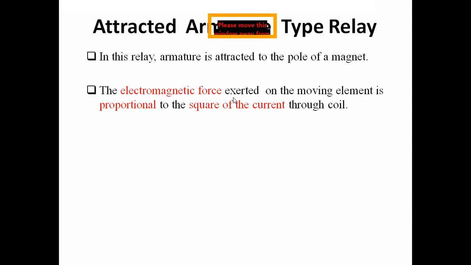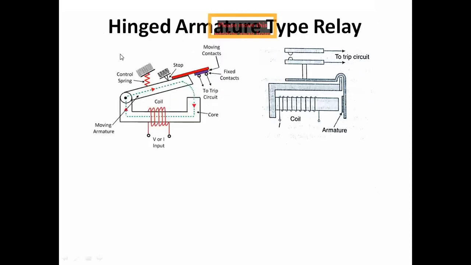The electromagnetic force exerted on the moving element is proportional to the square of the current, or the square of the operating quantity of that coil. Okay, so this is the basic principle of attracted armature type relay. Next, the attracted armature type is categorized into three categories. First one is called hinged armature type relay.